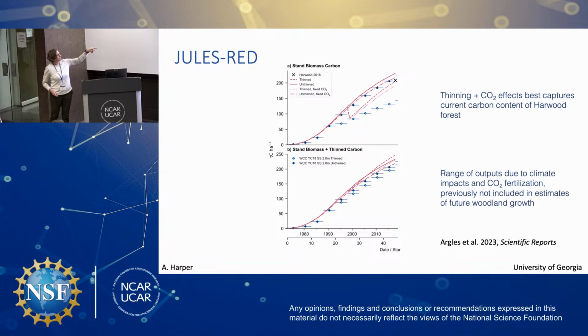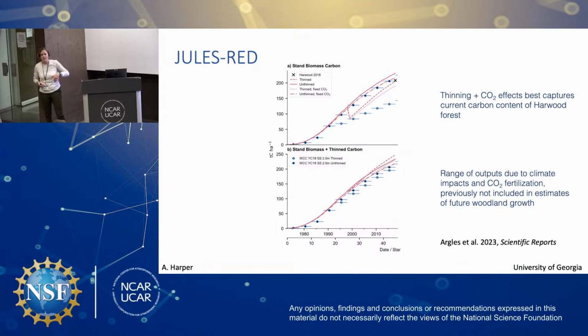And you can see a couple of things. The line that matches the best with the solid colored circle observations there from Jules is the one where we have no thinning and no CO2 effects, which makes sense because these forestry inventory models are kind of empirical models that don't assume CO2 fertilization. The X on there is the actual observed biomass at this site, and it is a site where there is thinning.